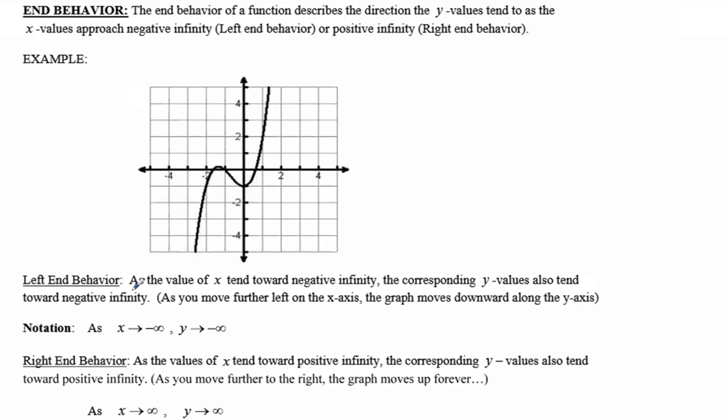So left-hand end behavior, or left end behavior: as the x values tend toward negative infinity, as we're going this way to the left, what's happening to the y's? Well, they're also going to negative infinity. And so the way we write it is, as x approaches or tends to negative infinity, y approaches negative infinity as well.